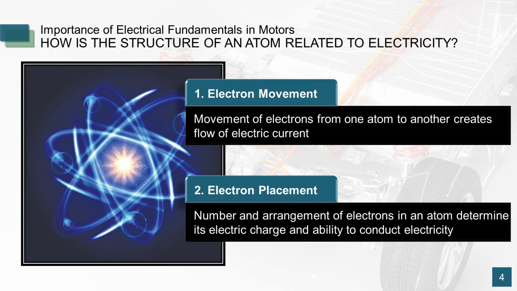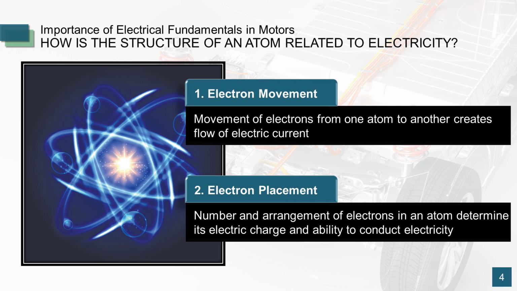Electron movement is defined as the movement of electrons from one atom to another, which creates the flow of electric current. Imagine tiny charged balls, electrons, flowing through a wire like water in a pipe. In electron placement, the number of electrons in an atom's outer shell, also known as the valence shell, determines how well a material conducts electricity by how tightly they are bound together.